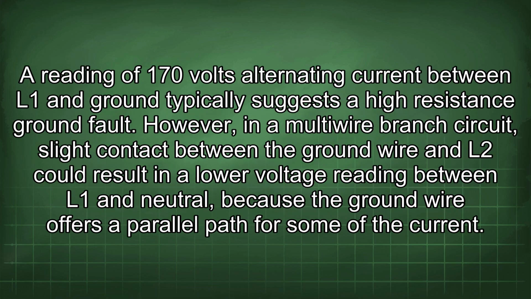A reading of 170 volts alternating current between L1 and ground typically suggests a high resistance ground fault. However, in a multi-wire branch circuit, slight contact between the ground wire and L2 could result in a lower voltage reading between L1 and neutral, because the ground wire offers a parallel path for some of the current.